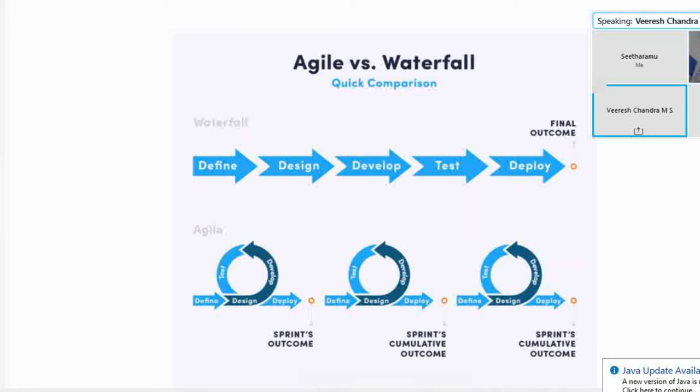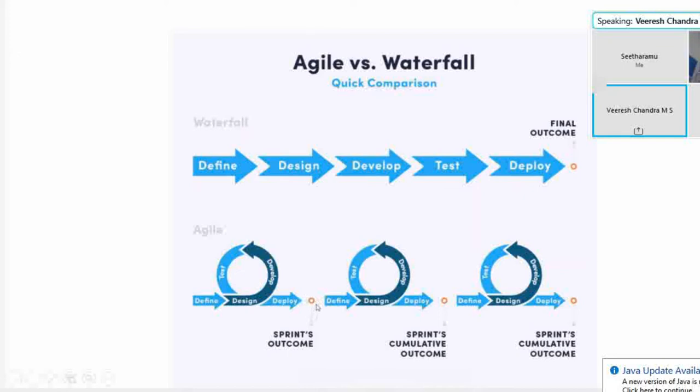So instead of that, using agile methodology like this, the complete project is done in sprints. Let us say this is the first sprint here: define, design, develop, test, and deploy. Only a part of the project, not the complete project. Once it is done, the sprint's outcome is presented in front of the customer.